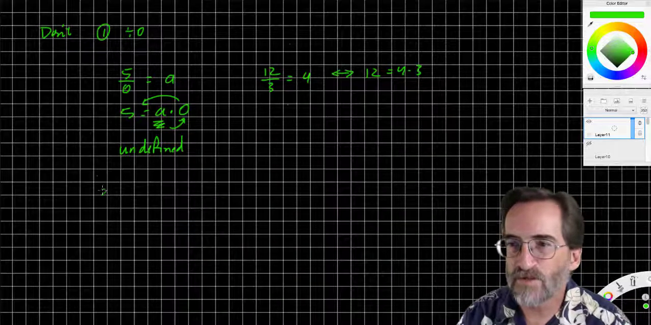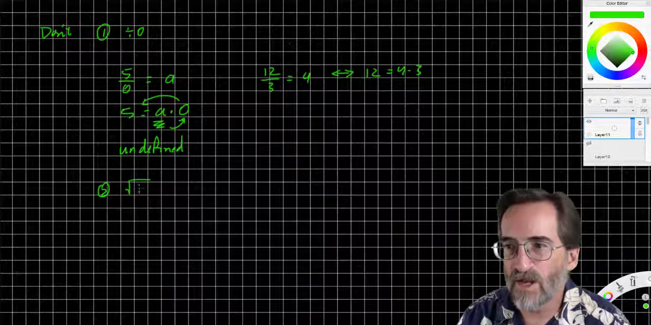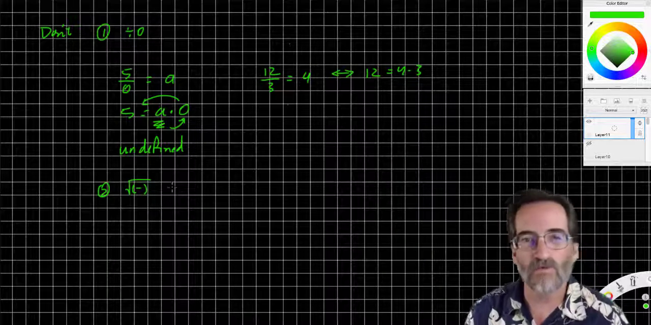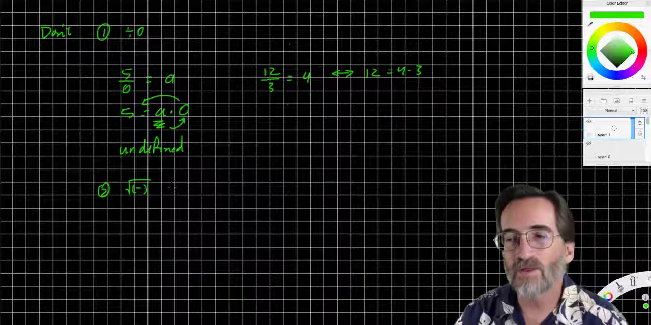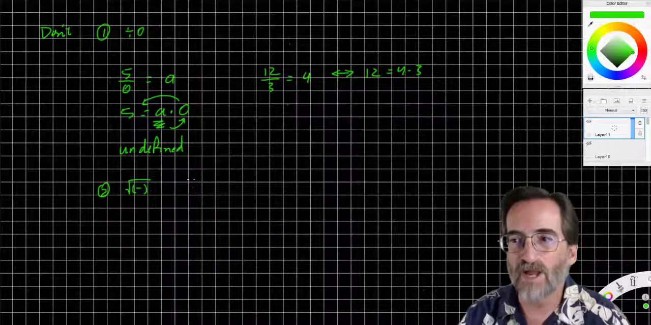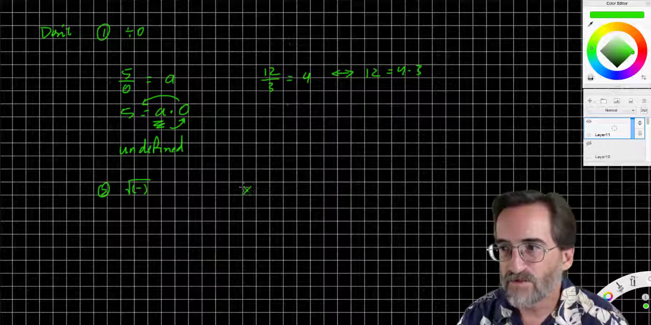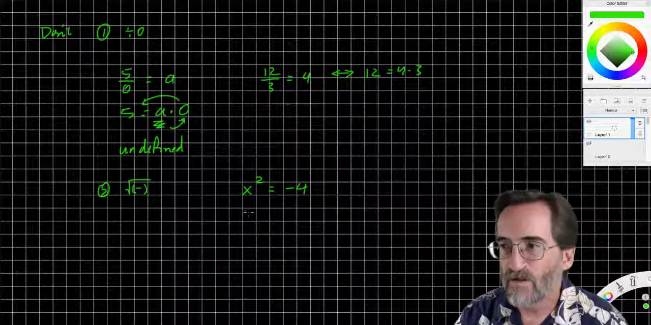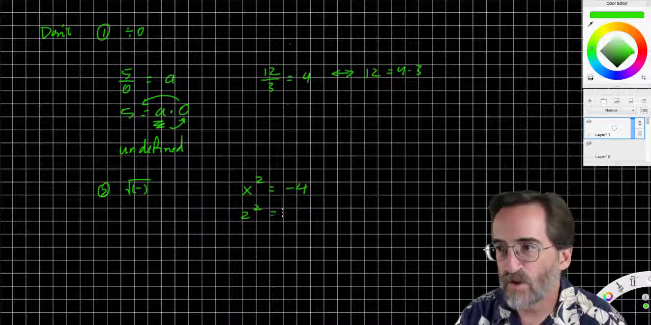Rule number 2, you don't square root a negative. Okay? And we've already dealt with that in the last unit when we talked about complex numbers. In the real number system, you can't square root a negative because you're finding the solution to x squared equals a negative number like negative 4, right? And if x were 2, 2 squared is 4.